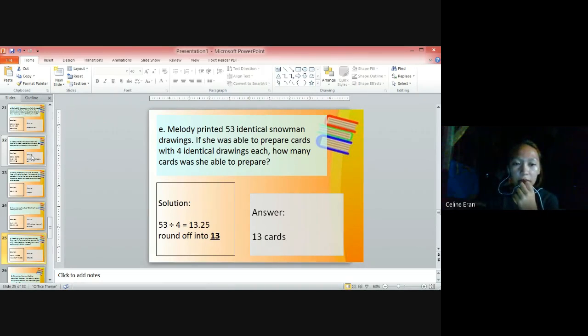So letter E. Melody printed 53 identical snowman drawings. If she was able to prepare cards with 4 identical drawings each, how many cards was she able to prepare? Solution. 53 divided by 4 is equal to 13.25. Rounded off to 13, so the answer is 13 cards.